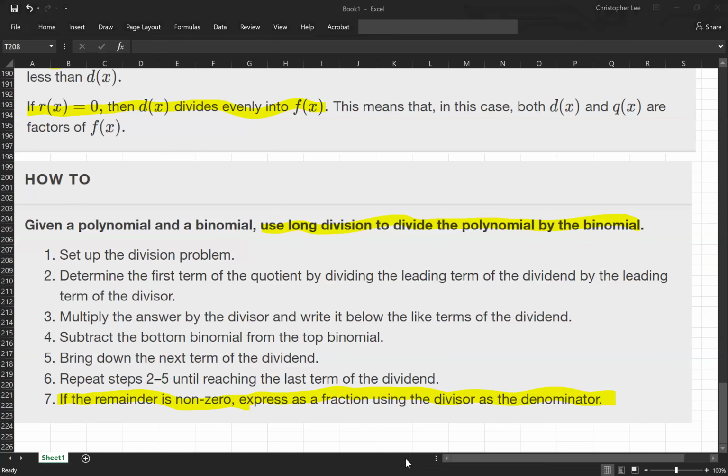How do you get the divisor? It's given to you in the question. What if they just give you a polynomial, so to figure out the bottom? We'll get into that.